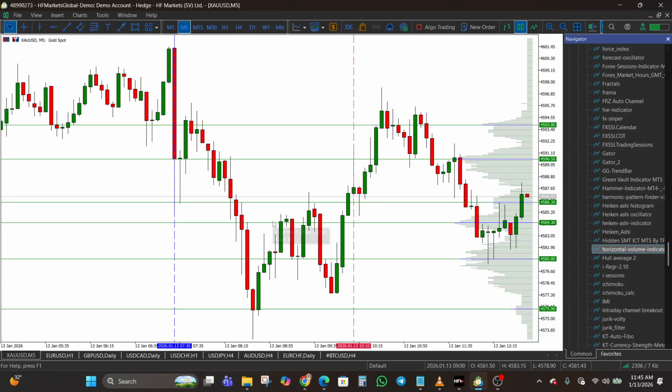And if you are a trader that pays attention to volume, maybe volume is a part of your strategy, volume analysis, then this indicator might come in handy. It might be a valuable addition to your trading toolkit.